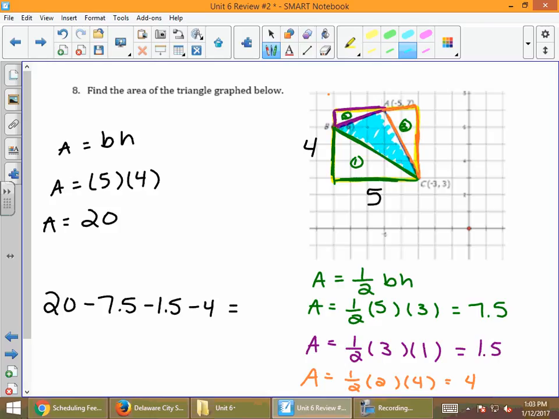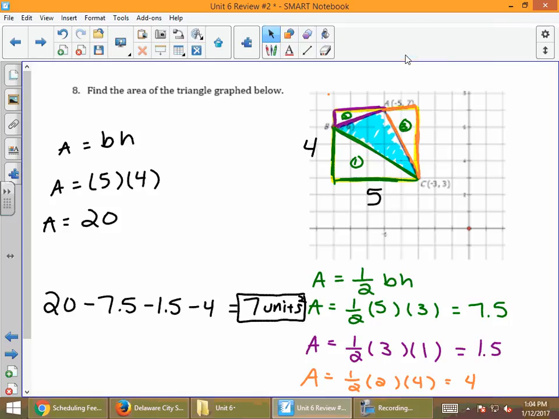Okay? So what do we get when we do 20 minus 7.5 minus 1.5 minus 4? You got it? What do you get? 7 units squared. There. Same exact steps every time, you're just going to be dealing with different numbers and different triangles. Draw the triangle in the box, find the area of the box, find the area of the little triangles on the outside, and then subtract.